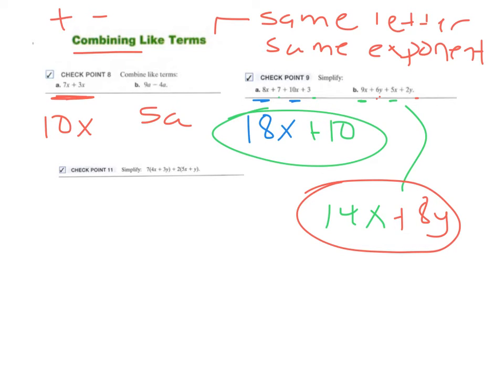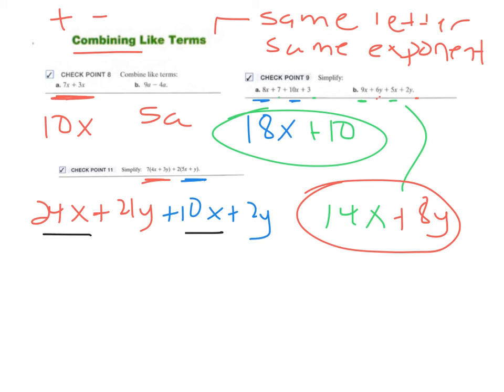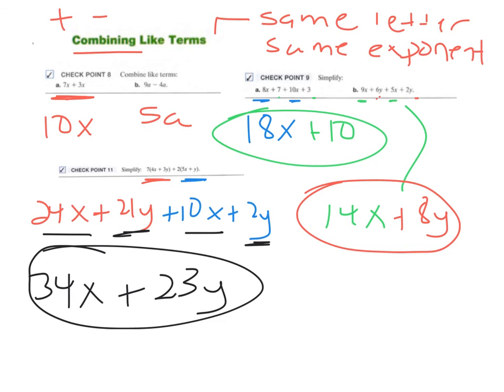Sometimes you have to do an expression where you have to do more than one of the properties. In this case, we have to distribute first. So I get 24x plus 21y. I just distributed this first one. And then the second one, I get 10x plus 2y. Now that I've done the distributive property, I can do combining like terms. So the x's are the same, so I can combine them. And the y's are the same, so I can combine them. And after doing that, I have my answer. That's combining like terms.